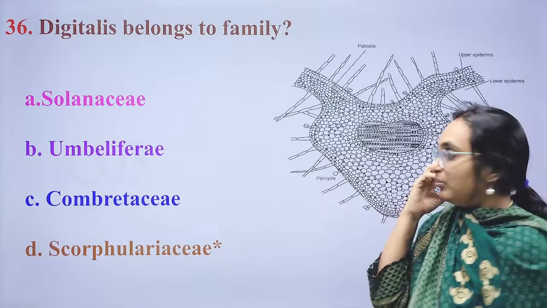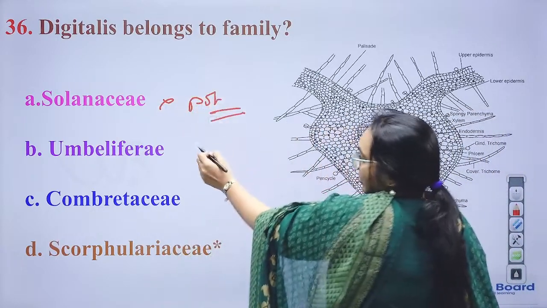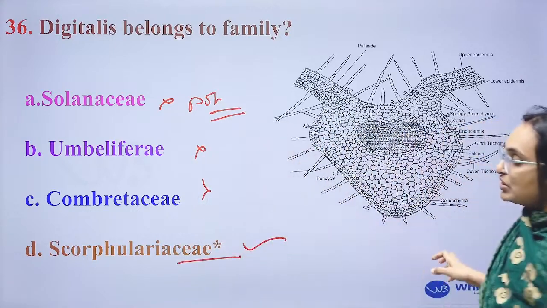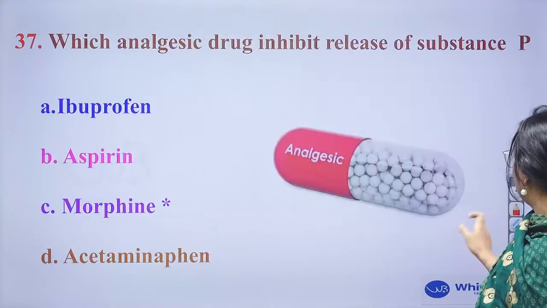Next question. Digitalis belongs to the family Solanaceae? No, all the potatoes, tomatoes come under Solanaceae. Umbelliferae, Combretaceae, Scrophulariaceae. Digitalis comes under Scrophulariaceae family. Answer is D.